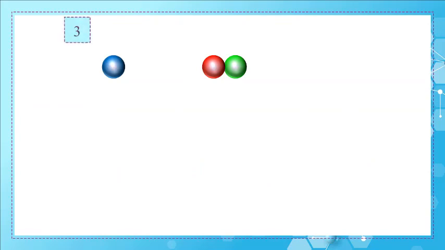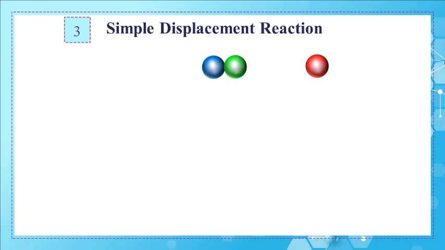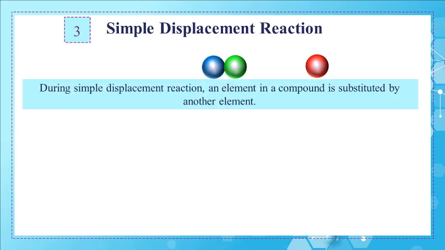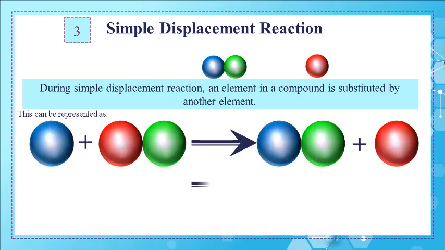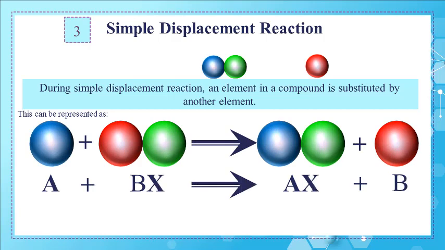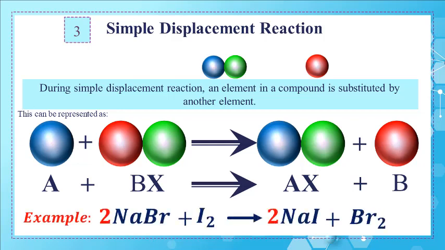The third type is called simple displacement reaction. During simple displacement reaction, an element in a compound is substituted by another element. This can be represented as A plus BX gives AX plus B. For example, 2NaBr plus I2 gives 2NaI plus Br2.